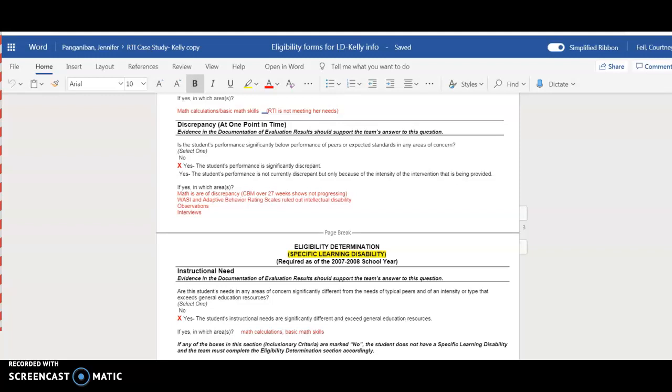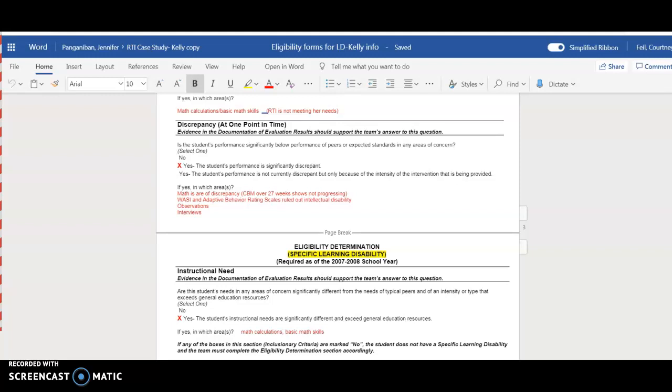There were 27 weeks worth of CBMs, and Kelly is not making any progress. And then in terms of the evaluation process, there were a battery of tests that were performed on her that ruled out any other types of disabilities, her teacher's observations, and interviewing the teacher as well.